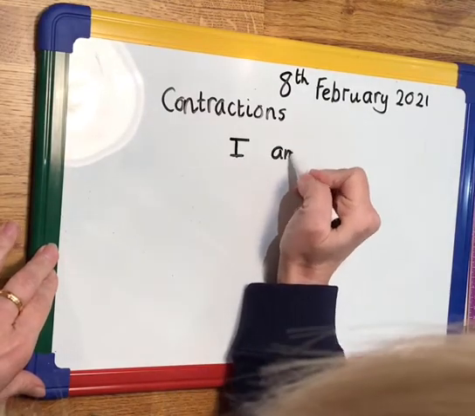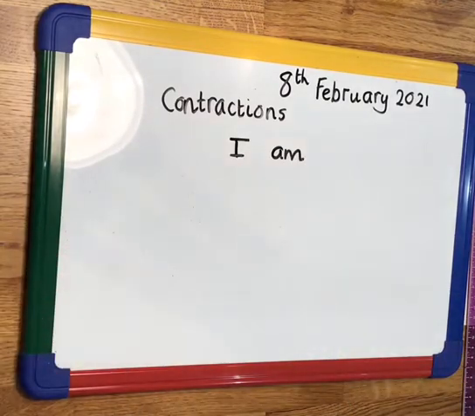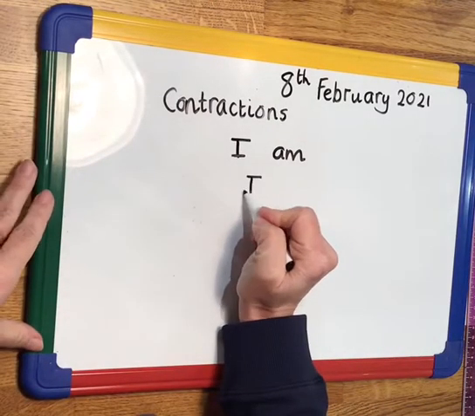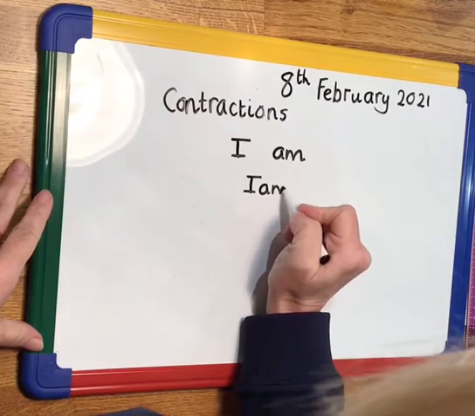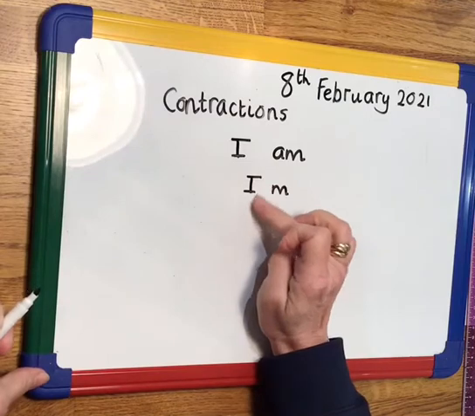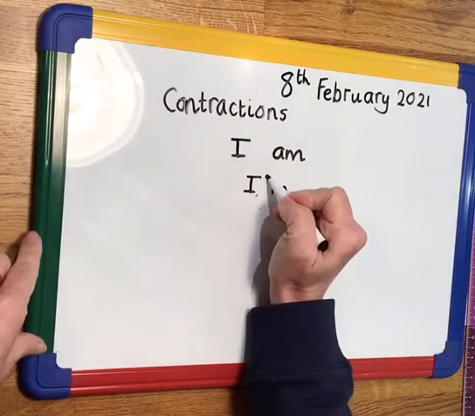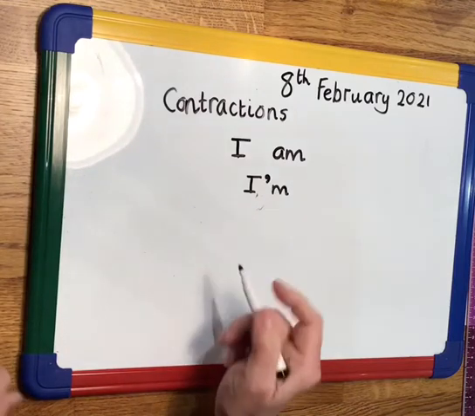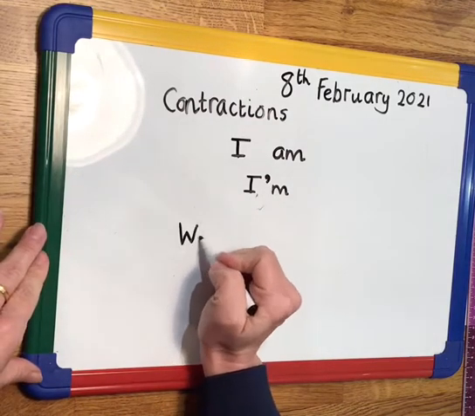Let's look at I am. We don't often say I am hungry. We go I'm hungry. So how do I turn I am into I'm? Well, I push my two words together. I get rid of the letter that I don't need, which in this case is the A, and I replace it with the apostrophe high up in the air. I am becomes I'm.